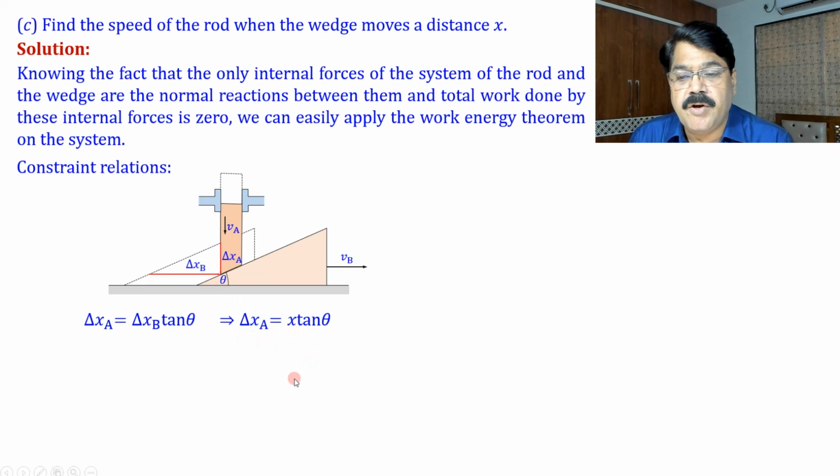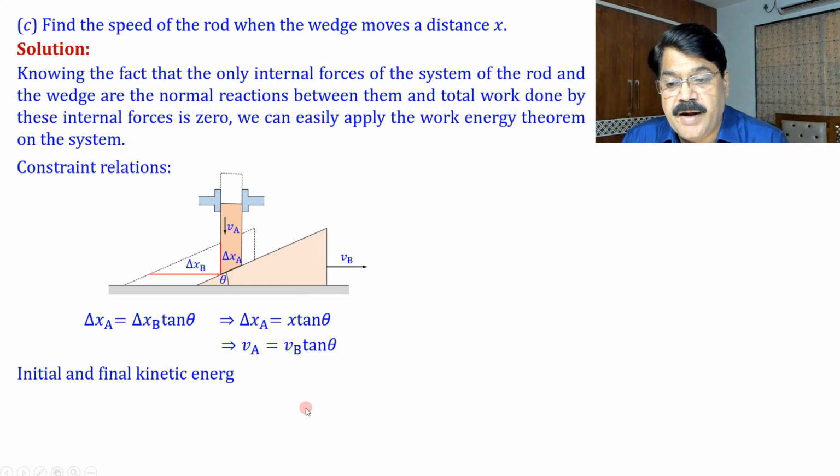So this relation we obtained. Similarly, we can write velocity. By dividing by delta t, we can find velocity. So VA is equal to VB tan theta. Velocity of B is VB, so VA will be VB tan theta.